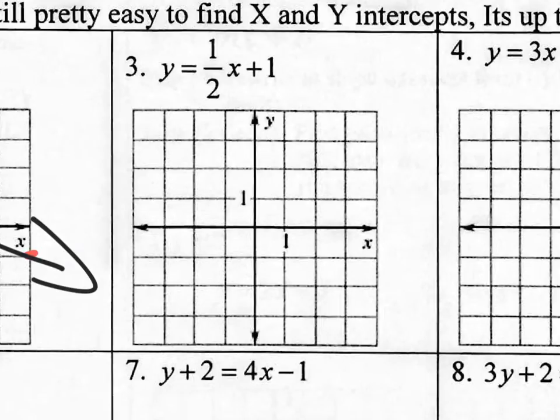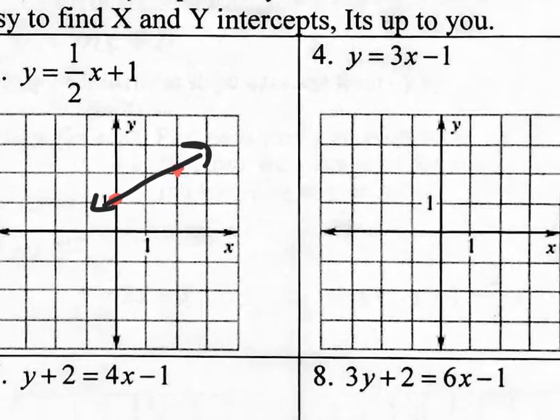This one crosses where? Where does it cross the y-axis? 1. So let's all put a dot right there at 1. And what do I do from that point? Up 1 over 2. So up 1 over 2, right there it is. Draw your line, and you're done. Easy, right? You don't have to do any math right here, unless it's not in slope-intercept form. Then you got to do some math and rewrite it in y equals mx plus b form.